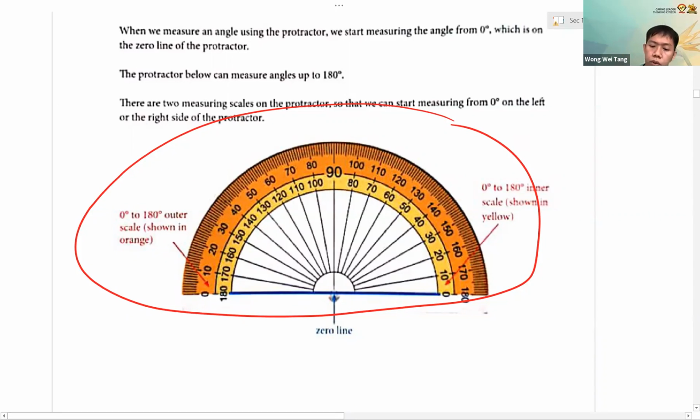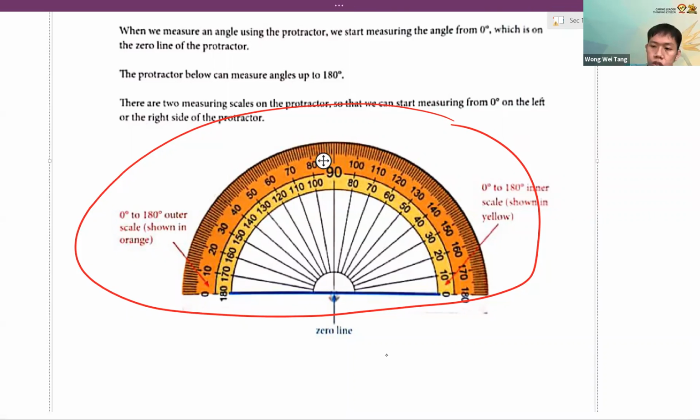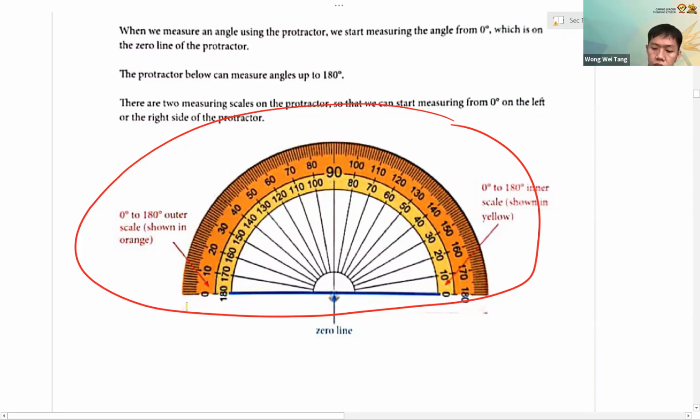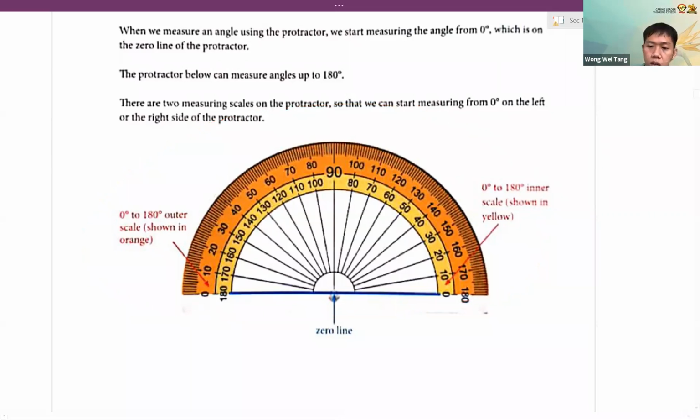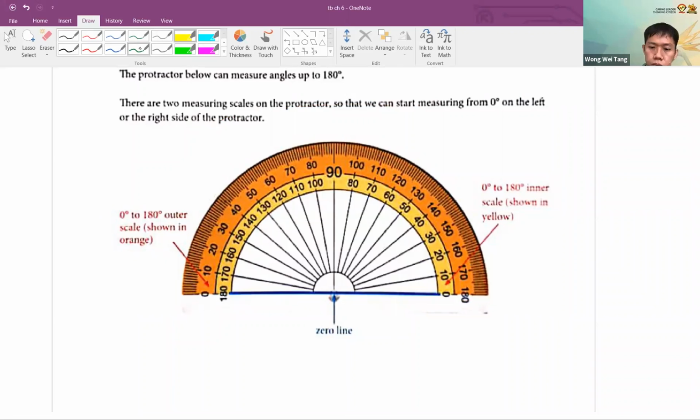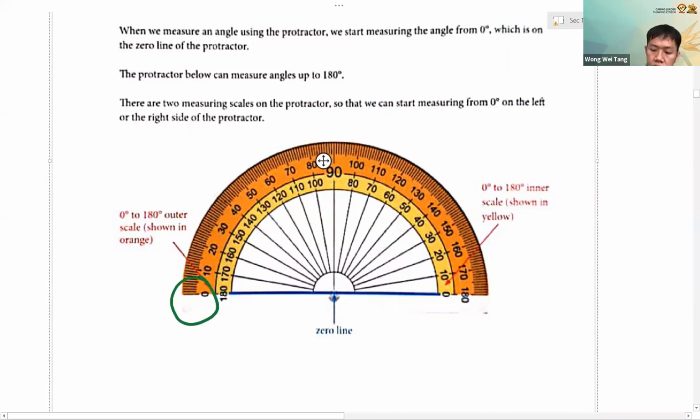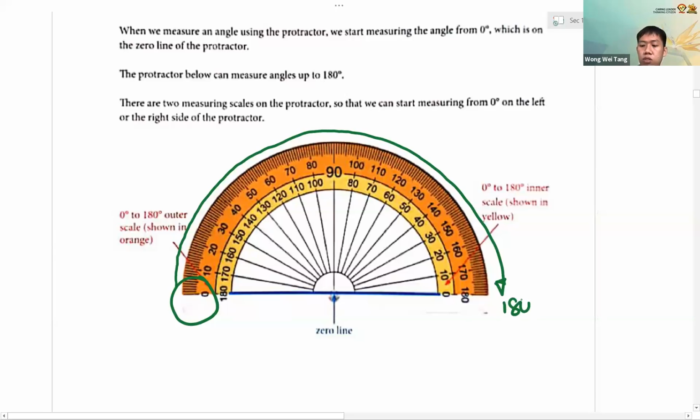If you look at the orange color scale, the one on the outside, you see there's a 0 degrees found over here. You see that? Okay, yellow color is not a good option. Let's try a green color pen. Can you see a 0 degree over here? When you increase the angle, it becomes 10, 20, 30, 40, 50, 60, 70, 90, and so on. It goes down to 180. So that is the outer scale, 0 to 180.